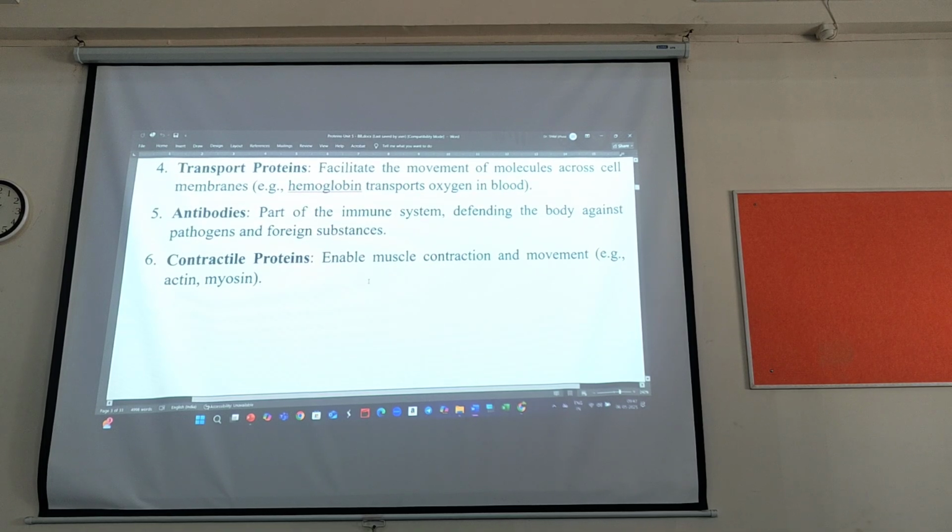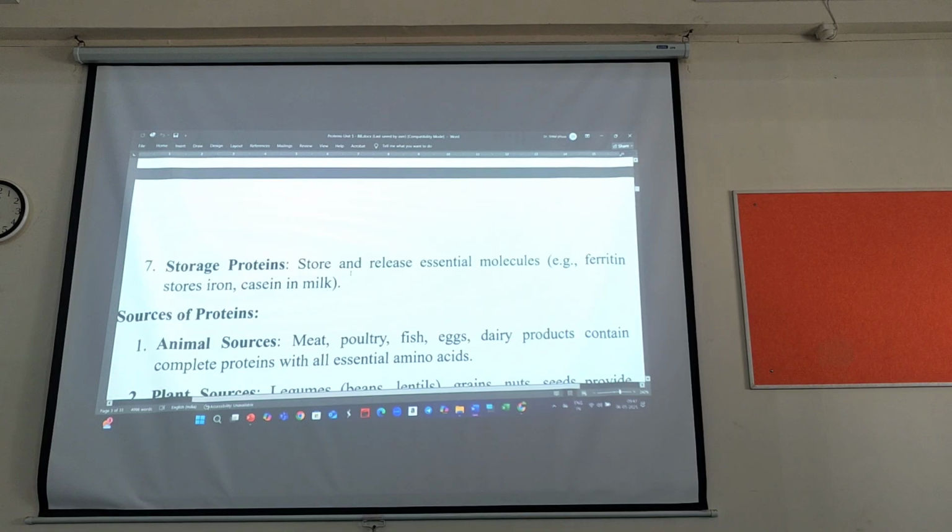Then contractile proteins. These proteins may be present in the muscles. Okay. For example, actin and myosin, and they enable muscle contraction and the movement of the muscles. So these are the functions, and then there are storage proteins. They play an important role in storing and releasing essential molecules. Okay. For example, ferritin that stores iron, and casein in milk.